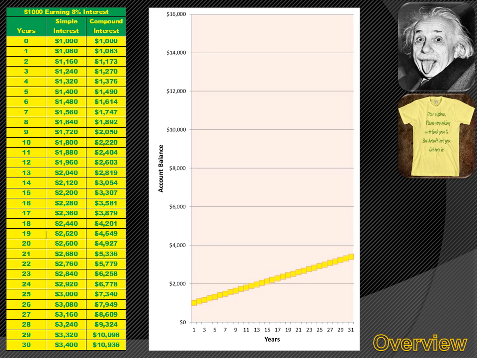Look down here after 30 years. The increase after 30 years on a simple interest account is still $80 a year. On a compound interest account, it's almost $900. And if you graph that compound interest, you see it's not a linear relationship, it's an exponential relationship.